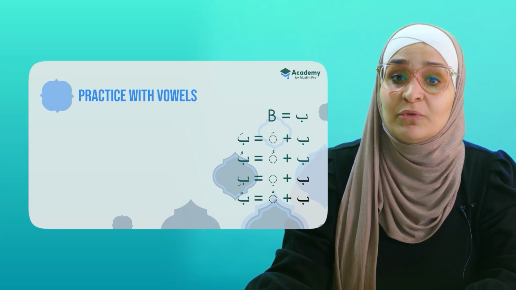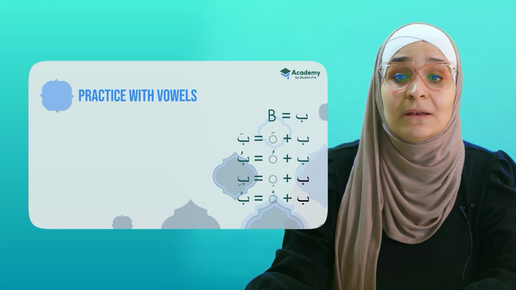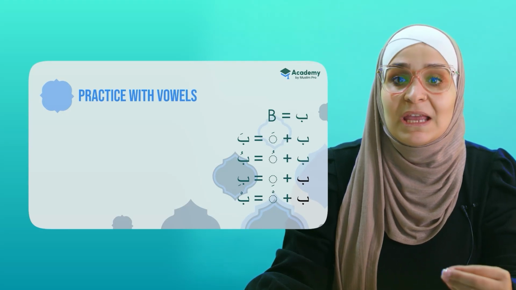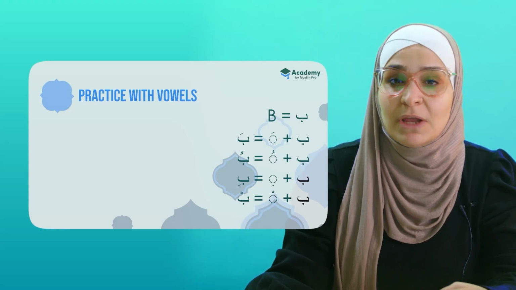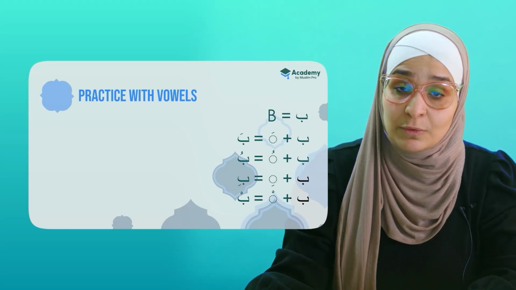Now let's see how we pronounce the ba with Sukun. If there is a Sukun on the ba, it means it's ib. Notice how I'm not pronouncing any short or long vowel after the ba because of the Sukun.